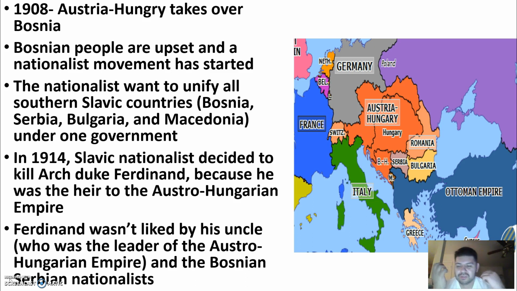So you have Archduke Ferdinand right in the middle, with his uncle on one side, and the nationalists from Bosnia and Serbia on this side, and they both hate the same person. So it's not going to end very well for Archduke Ferdinand. Now, on the map, the BH is where Bosnia would be, and then Serbia, Bulgaria, Romania, and Macedonia is on the little M right there. So that's where they all are on the map.